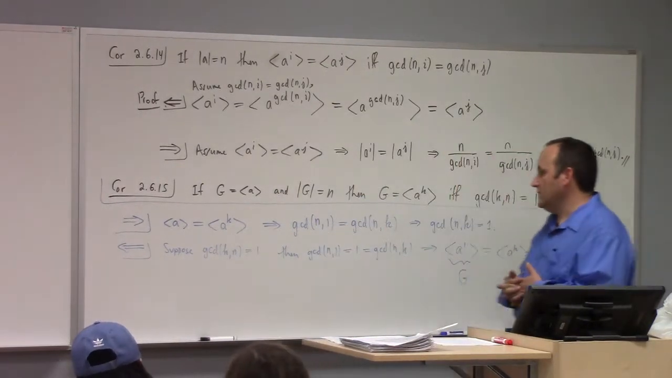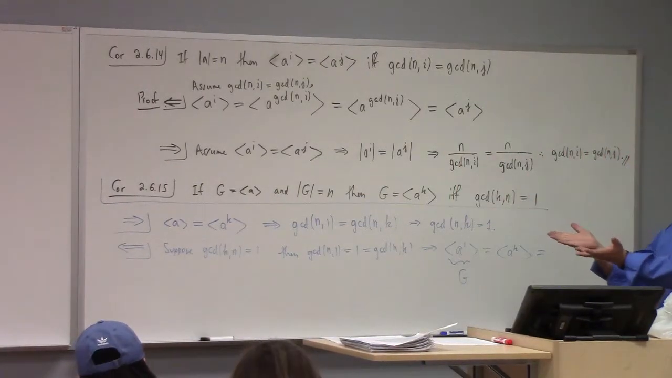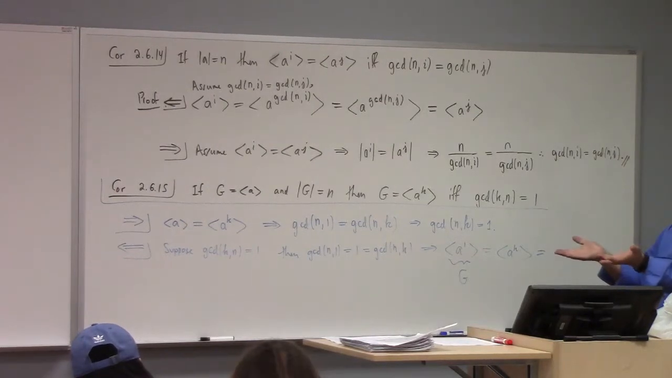Corollary 16. Now, corollary 15 was for an arbitrary cyclic group written in multiplicative notation, right? A straightforward application of this is just to the integers mod n.